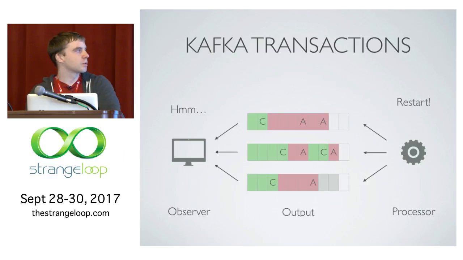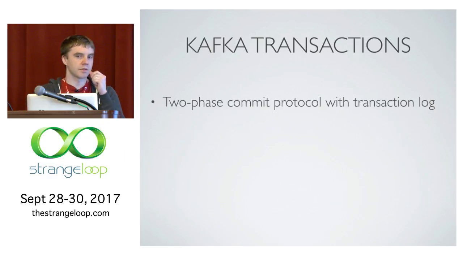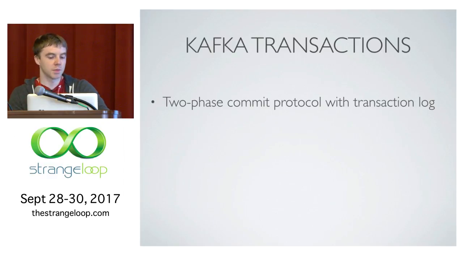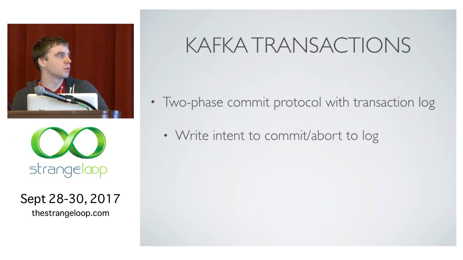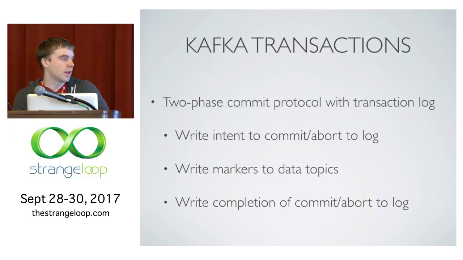OK, so what we do to solve this problem is we introduce a two-phase commit with a transaction log. So the way this works, you write your intent to commit or abort to the log. Then you write all your markers. And then you write some kind of a completion of that commit or abort to the log.